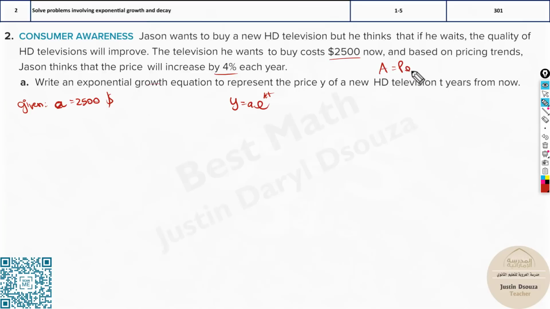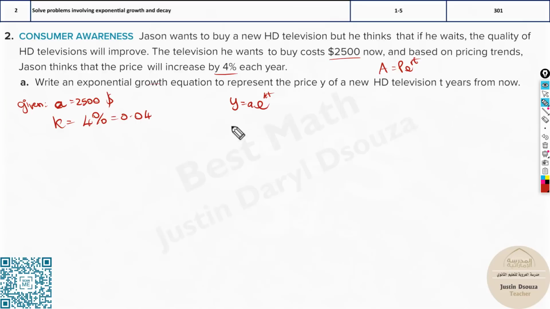Remember, we had another formula, A equals P e to the power rt, in question 1. This r is the rate, and rate is always a percent. Same formula here. Instead of A, we have Y, and instead of P, we have capital A, with e to the power kt instead of rt. So k is the rate, given as 4%, that is 0.04. Now, no other values are given.